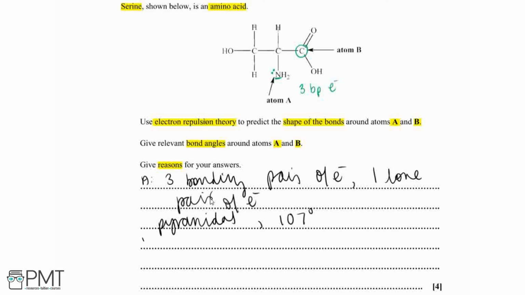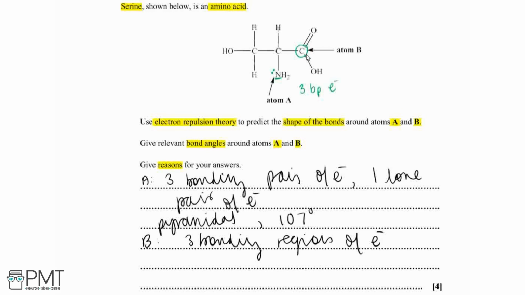So let's have a look at atom B now, which is this carbon. So whilst we've got 4 bonding pairs overall around this carbon, we've got 3 bonding regions only. And that's because 2 of those bonds are going to the same atom. So we've got that carbonyl bond there, we've got this double bond. So whilst we've got 4 bonding pairs, we've only got 3 bonding regions.